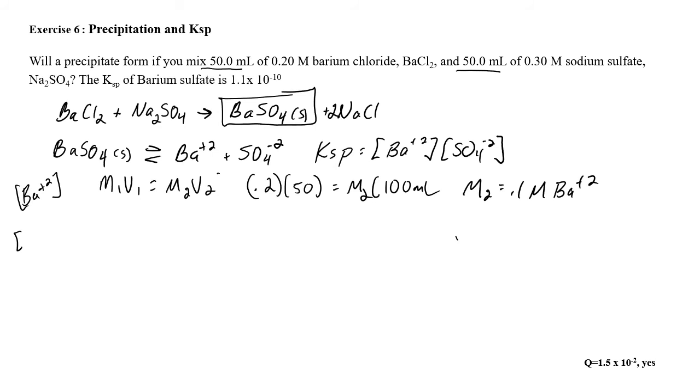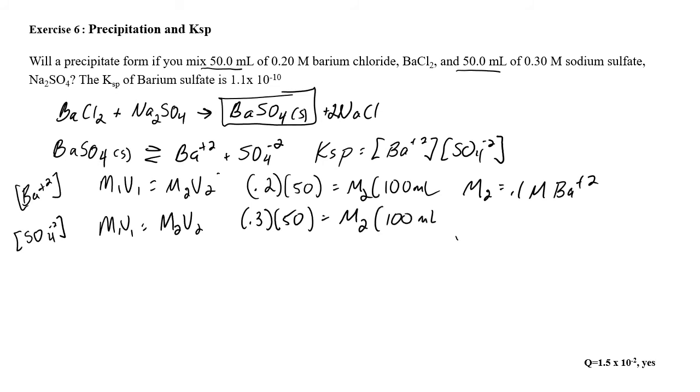And when we solve for our sulfate ion concentration, M1V1 equals M2V2, we're going to use that original 0.3 molar, 50 mL. M2 will be the sulfate, and we have 100 mL. So your M2 is going to be 0.15 molar sulfate.